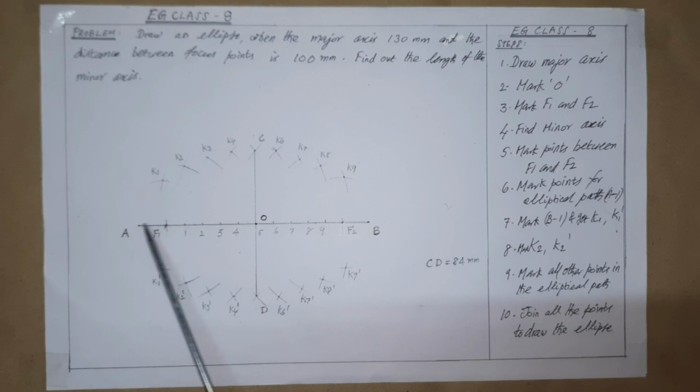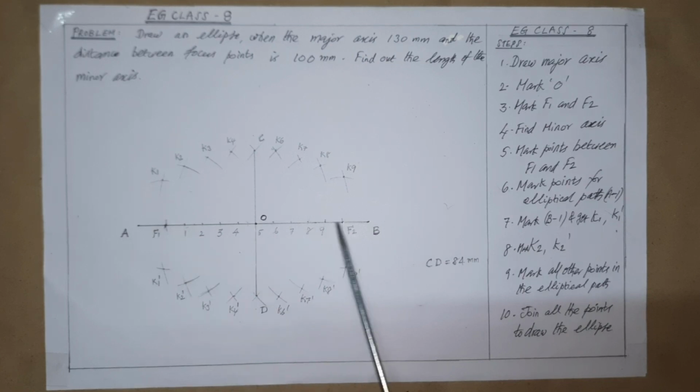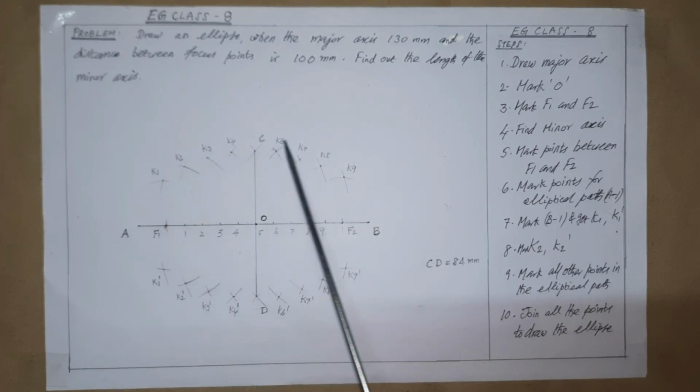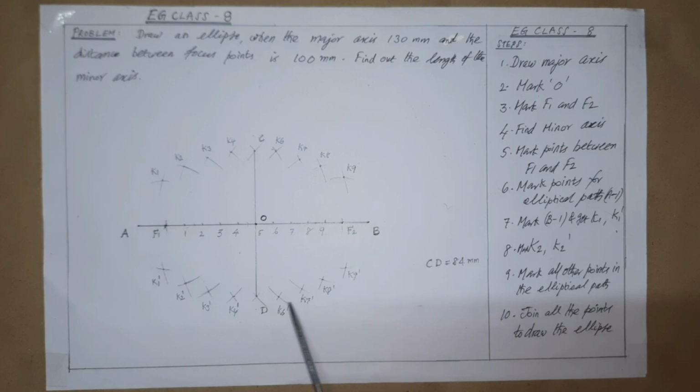Then similarly A5, that is already available, C and D not necessary. Then A6 as the distance, B6 as the distance, F1 and F2 as centers, get K6 and K6 dash. Similarly K7, K7 dash, K8, K8 dash, K9, K9 dash. All the points are to be marked like this and then only we have to complete.